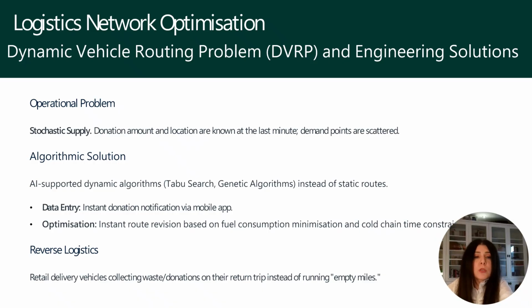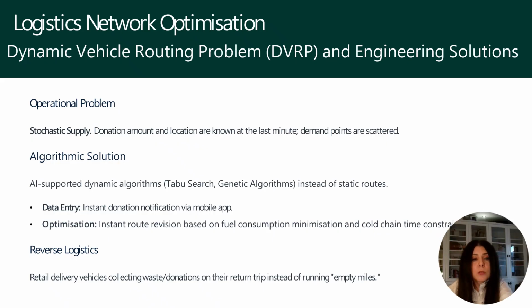Let's come to the most complex mathematical problem, logistics. In commercial logistics, you know what you are carrying from point A to point B. In food rescue, you know nothing. Supply is stochastic, that is, random. A hotel might say at 11 p.m., "I have 50 portions of roast beef left." This is the engineering headache we call the dynamic routing problem.